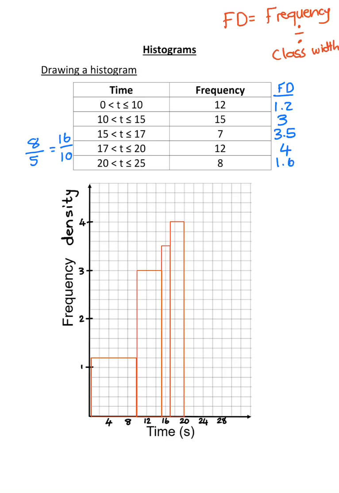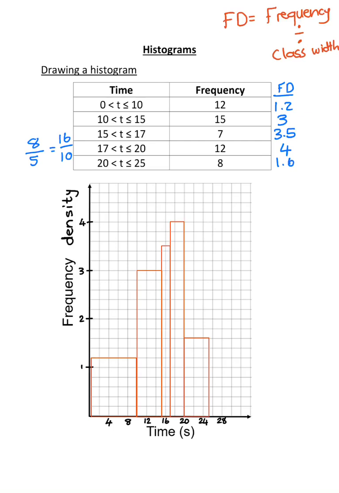And then finally, from 20 to 25, I want to go up to 1.6. 20 to 25, go up to 1.6. And that is 1 is there, 1.2, 1.4, 1.6. And just always make sure that you work the scale out properly. And there we go, there's my histogram drawn.